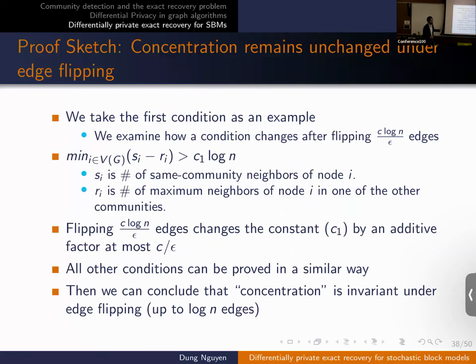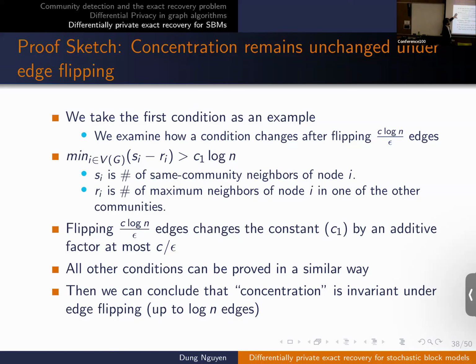So first, we will prove that concentration remains unchanged even if you flip log n number of edges. For example, the condition C1. Condition C1 says that the difference between Si and Ri is always larger than some C1 log n for some constant C1. So what happens if you flip log n edges of the input graph? You either increase this a little bit or decrease it a little bit. But again, you don't change the difference here by more than some log n value, right?